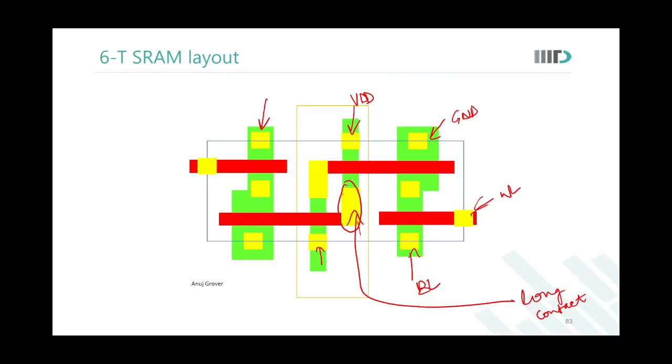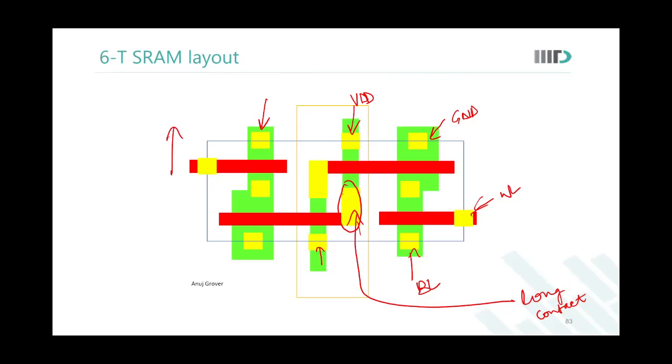So if I had not put this long contact over here, what do I need to do? I need to make a contact here and another contact here and then connect them. And there is a DRC spacing between these two contacts that I have to maintain. Maintaining that DRC spacing would mean I have to increase the height of the memory cell. This is what I don't want to do. And to avoid that, we use these long contacts. These long contacts are used only inside the SRAM cells, not even anywhere else in the SRAM.